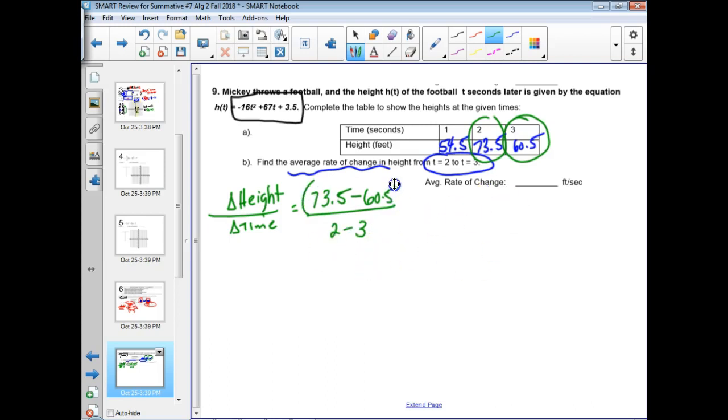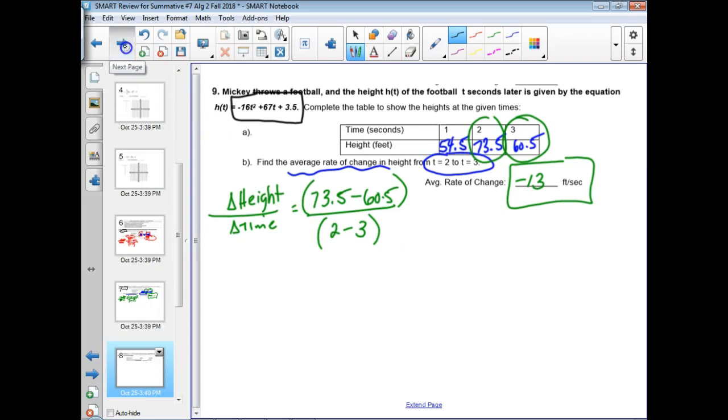So again, if you're calculating in one step on your calculator, that's great, but get in the habit of using parentheses like this, and this comes out to negative 13 feet per second. So the football is dropping 13 feet per second between those time values.